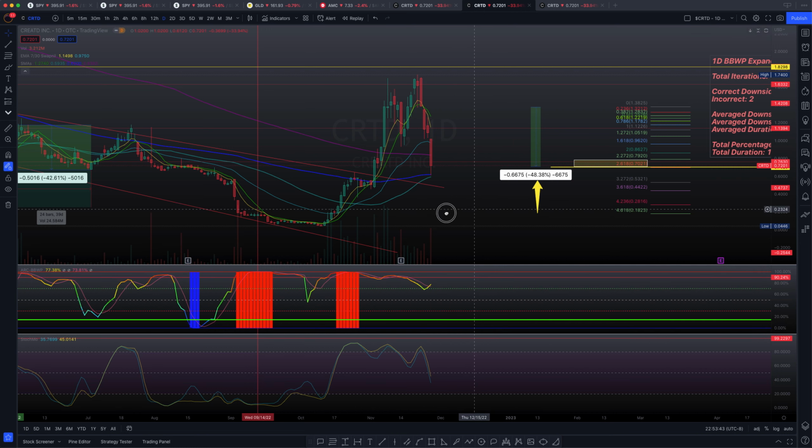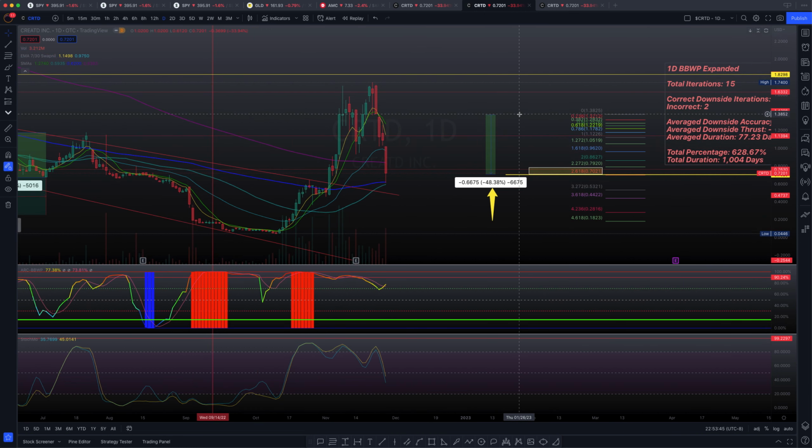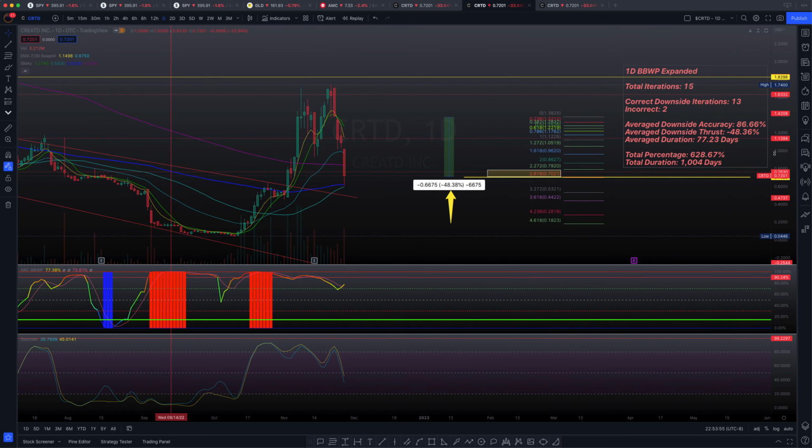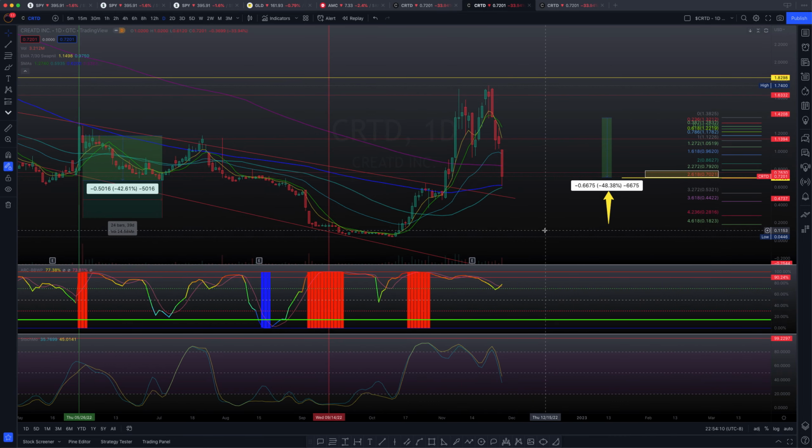Okay, so from this point here, which is where we had closed this candle, from the back test, we had measured a minus 48.36% decline to the downside, and our metrics came back with an 86.66% accuracy. So I mean, this was for sure a given. You know what I mean?